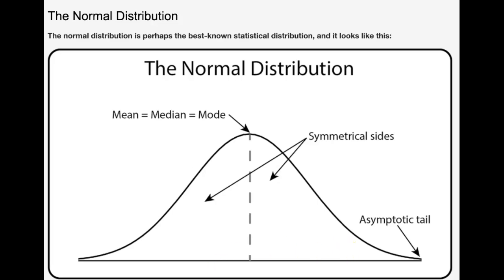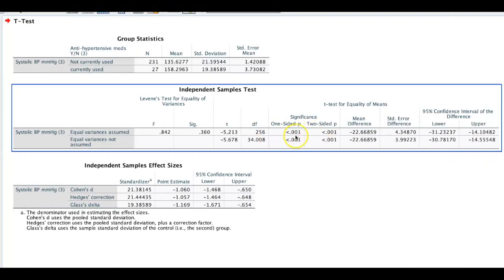So let's go ahead back over to that slide. And now that we understand that, we can see that it wouldn't matter which one we used, they are both less than 0.05, which means that it is statistically significant. Our interpretation would sound something like this. Participants taking blood pressure medication had statistically different systolic blood pressure than participants not taking blood pressure medication, such that those taking medication had systolic blood pressure about 22.7 mmHg higher.